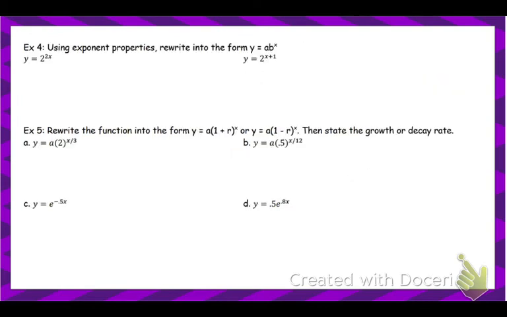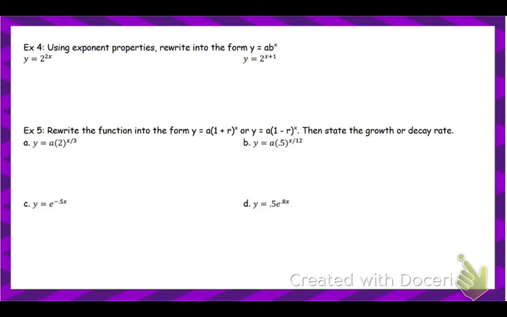All right, so now we're going to get into some rewriting. We're going to start to look at our basic growth and decay formula that we saw a little bit in that intro activity. We're also going to see this a little bit more next class when we look at some applications. So using exponent rules, we can rewrite these functions a couple different ways.